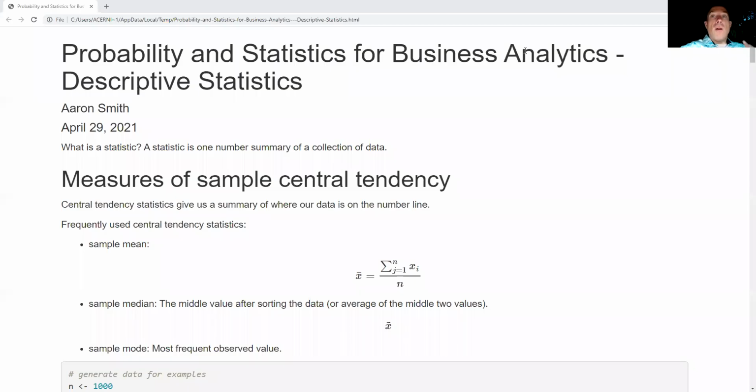Hi, in this video, we want to take a look at descriptive statistics. First and foremost, what is a statistic, really? A statistic for us is going to be a summary of the data. It's a short, brief description of the data that tells us information about the data as a whole.